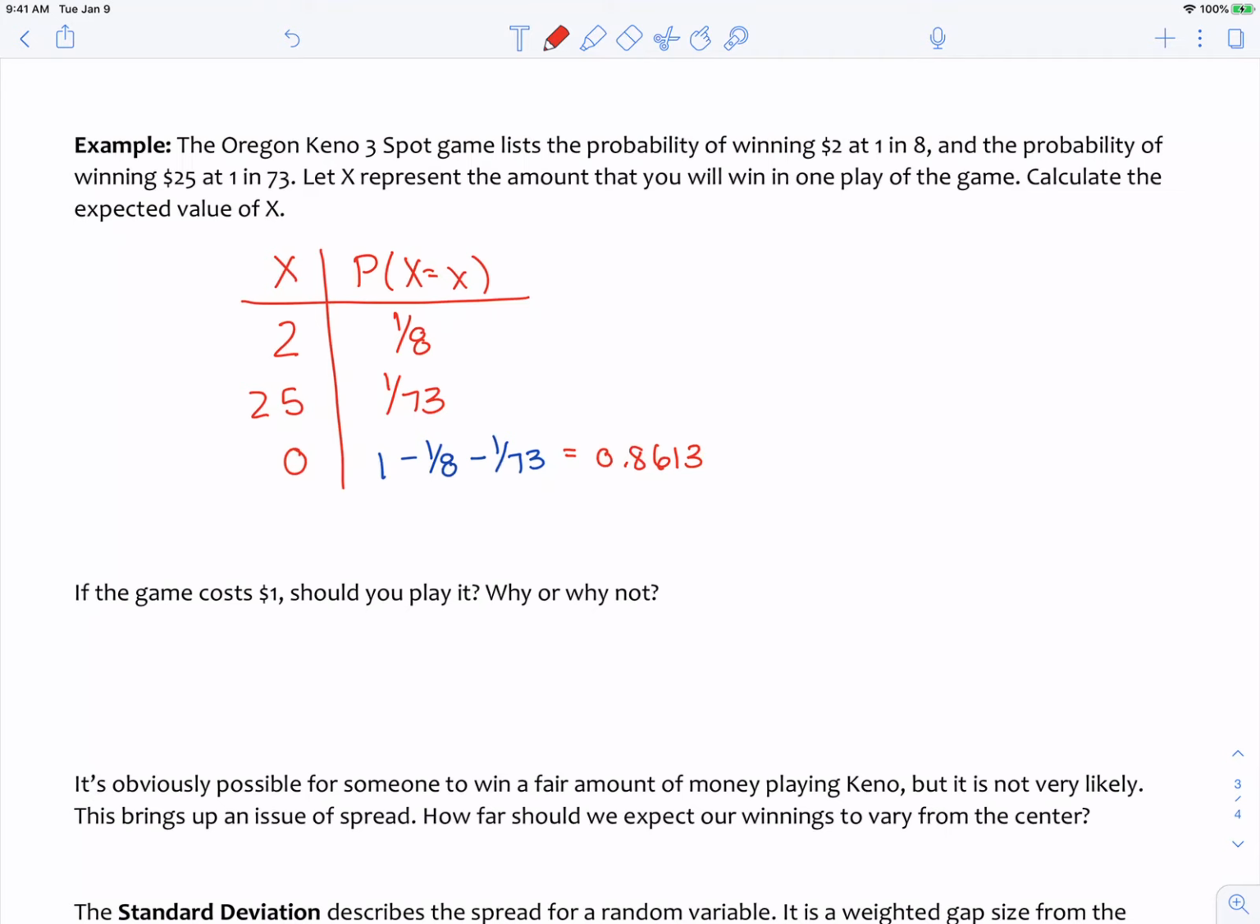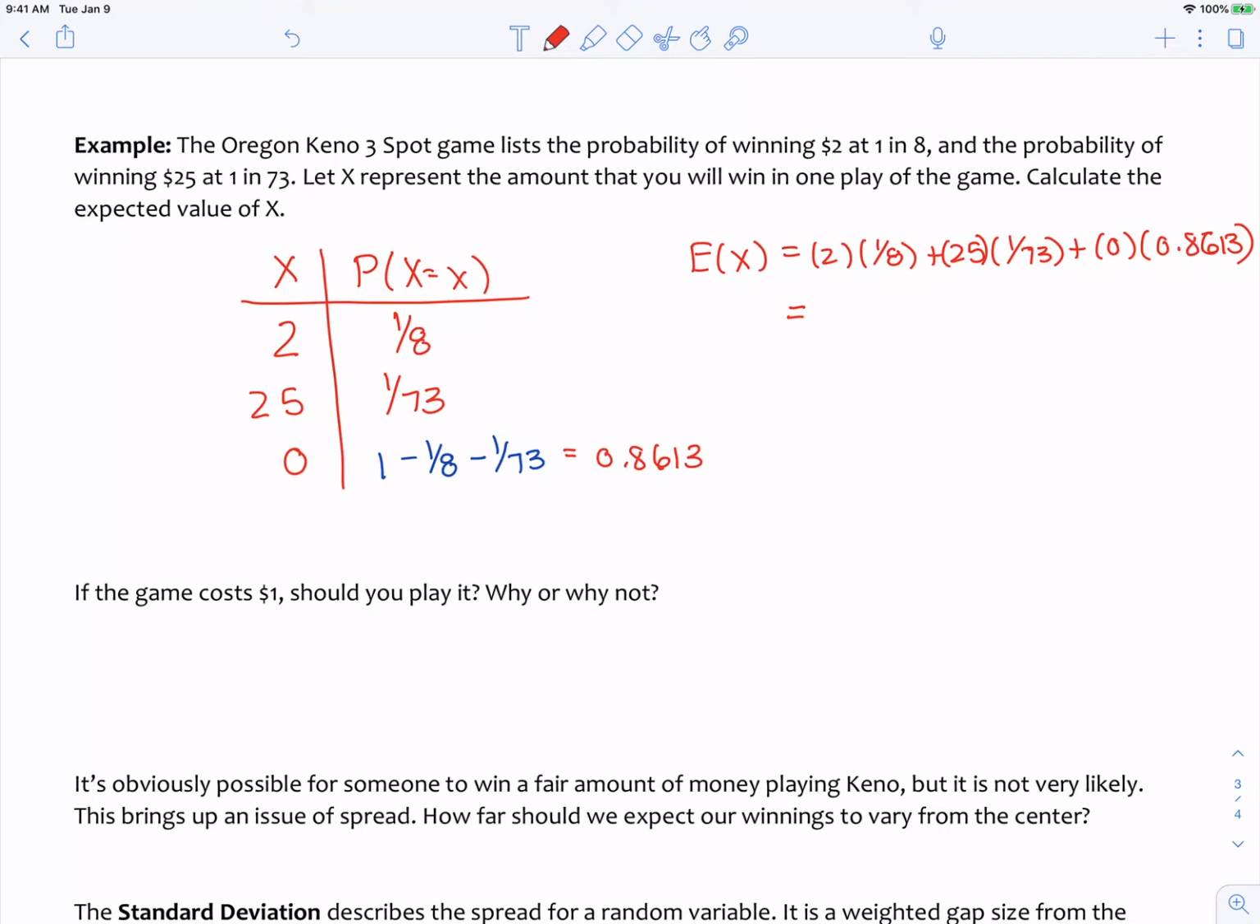All right, now I want to calculate the expected value, and I use my table to do this. So my expected value of X will be equal to each of my outcomes times the likelihood of occurring. So plus 25 times 1/73 plus 0 times 0.8613. And again, I know that equals 0 and doesn't actually contribute to our calculation, but please show me that that is part of the calculation that's occurring. All right, and so then this in your calculator, please get in the practice of trying to do this all in one calculation as well.